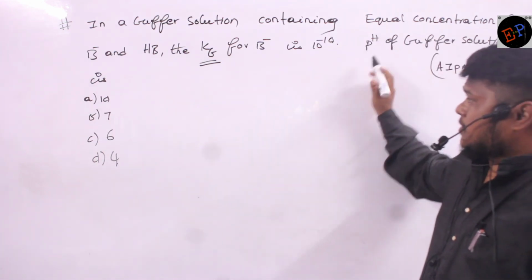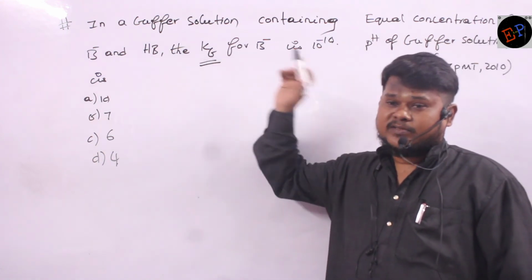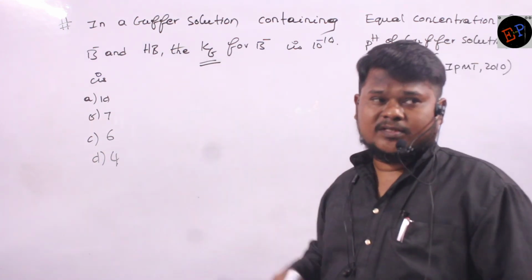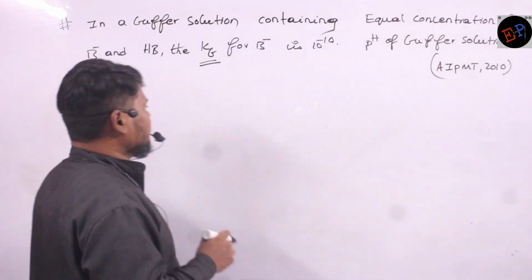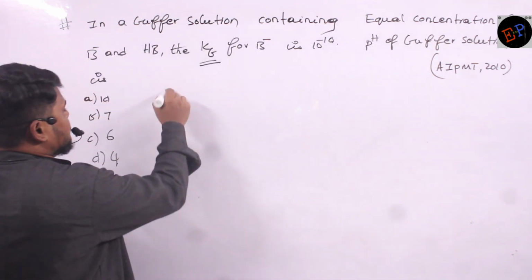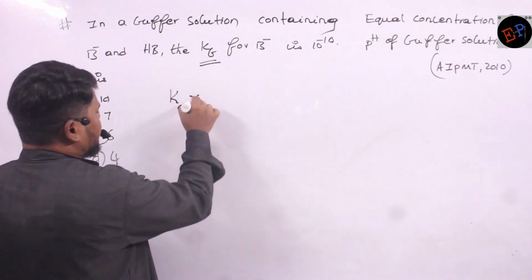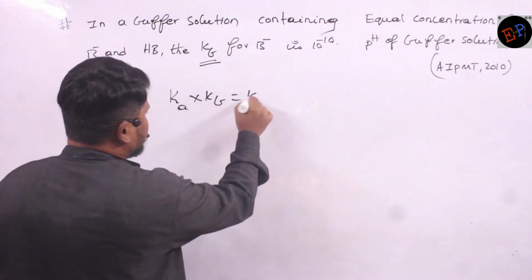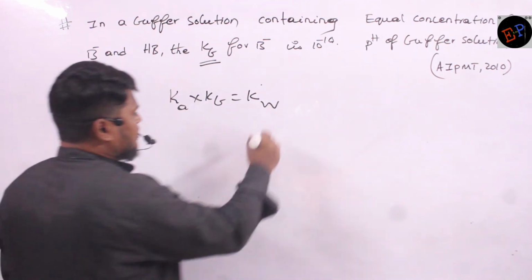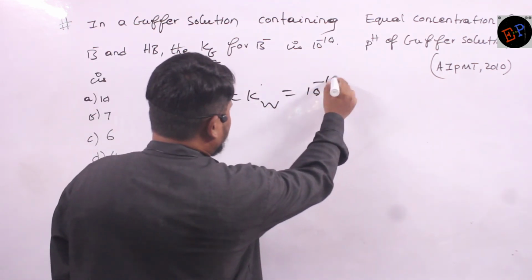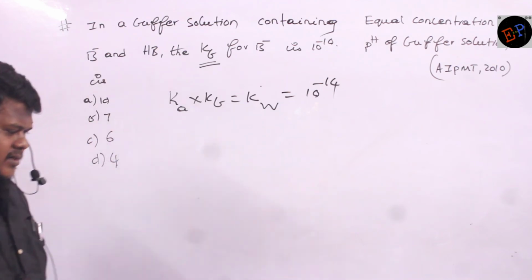pH he is asking, but Kb is given here. Kb means it is the dissociation constant of a base, but I want it for the acid now. So how can I calculate the Ka value? Already we studied that Ka multiplied by Kb is equal to Kw. Do you remember? And it is equal to 10 power minus 14. This relation we already have.